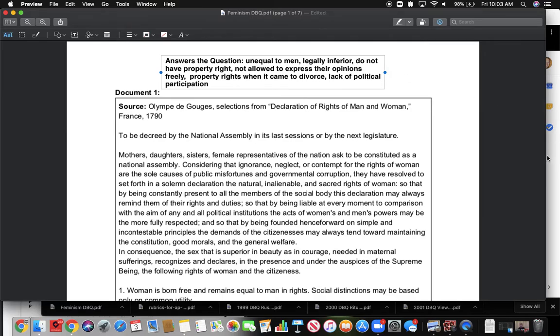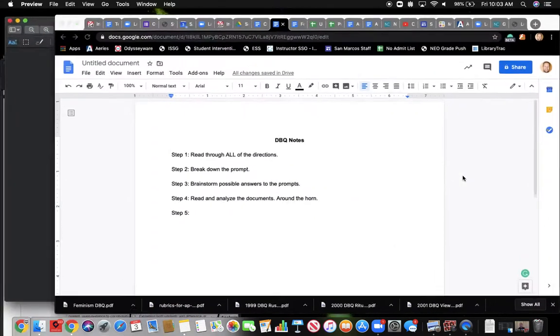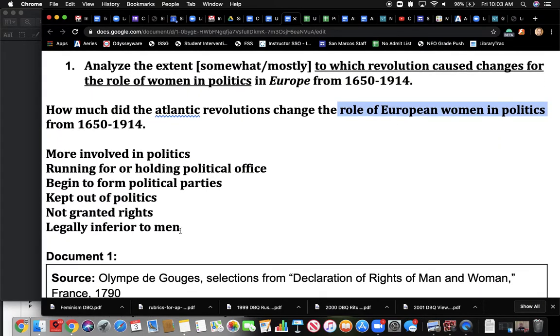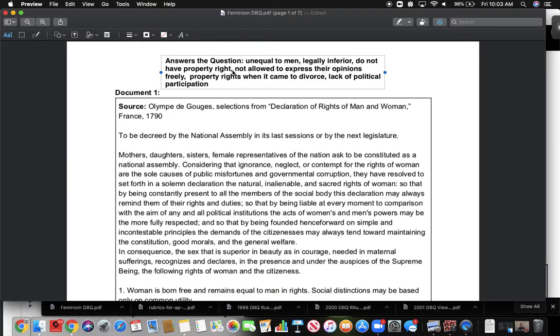In general, too, I want you to also start thinking about, how does it relate to my brainstorm? Which of these categories that I came up with does it fit into? A lot of the time, I think you're going to see, oh, wow, I actually guessed some of the things. So if you said they were kept out of politics, legally inferior to men, well, guess what? That's what you found in this document. So that's what you write up here. You figure out how it's answering the question.